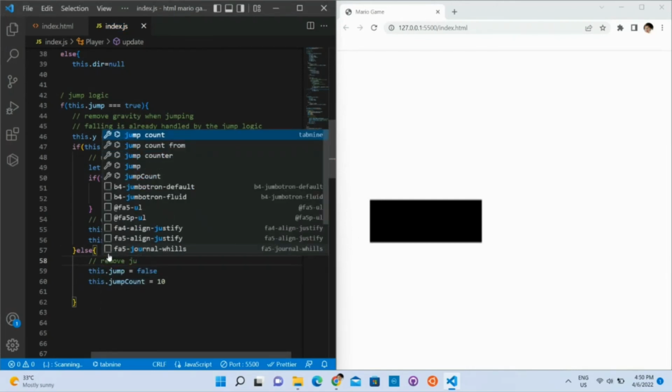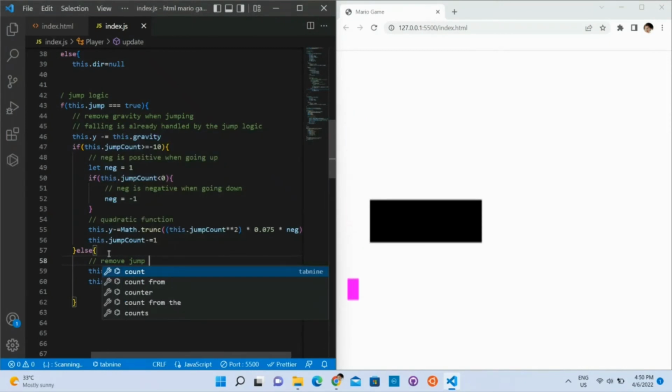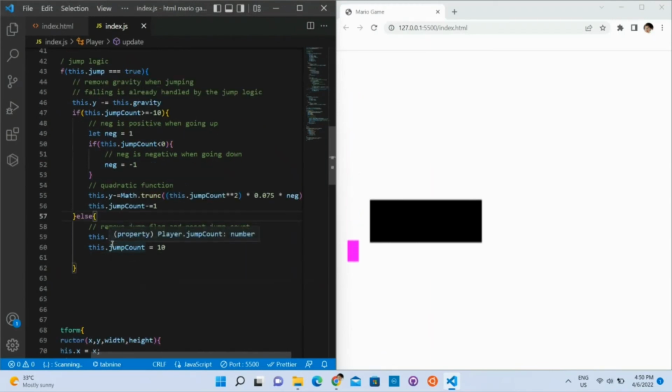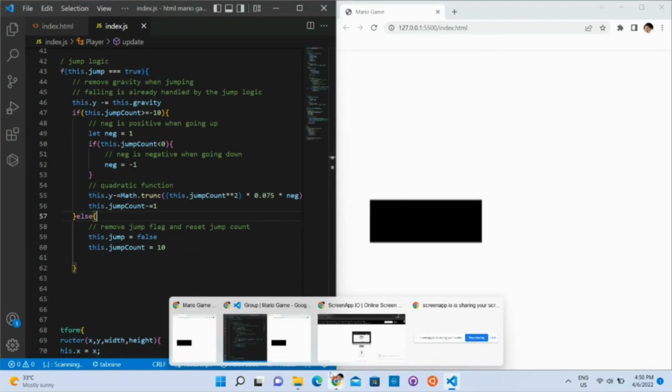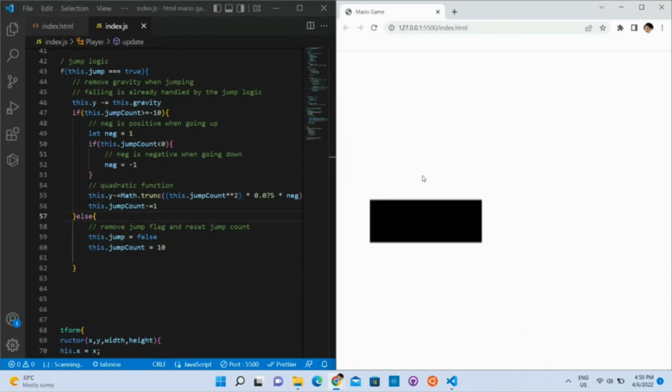In the else statement, we will reset the jump flag and reset the jump count when the jump is finished. Now let's check and see if it is working. It should be working for you too, and in the next video we will be talking about scrolling.